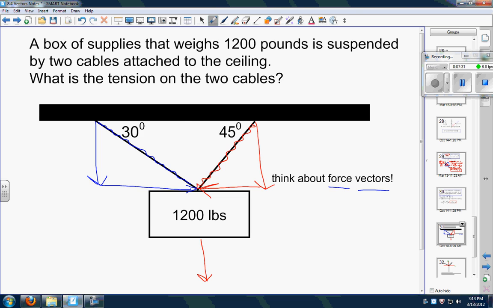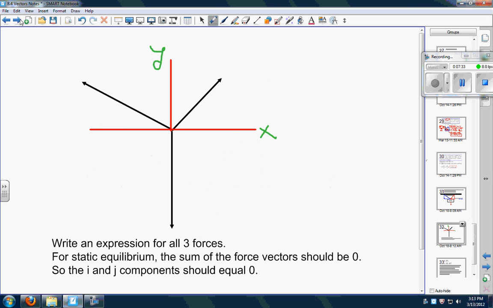So what I'm going to do is transfer the picture over to something like this. There's 3 different vectors or forces going on. With those 3 forces, clearly the box is just hanging there. So that's what we call static equilibrium. The forces are kind of canceling each other out, so one's not winning over the other. It's staying in perfect balance. So the sum of all the force vectors should be 0.